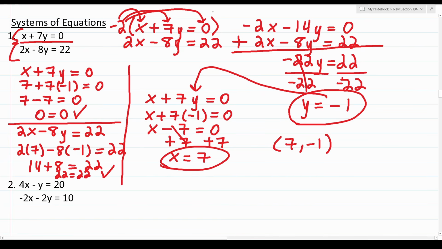So we checked both of these values by plugging them into both of our original equations and found that they made true mathematical statements, so I'm 100% confident that we solved this system correctly.